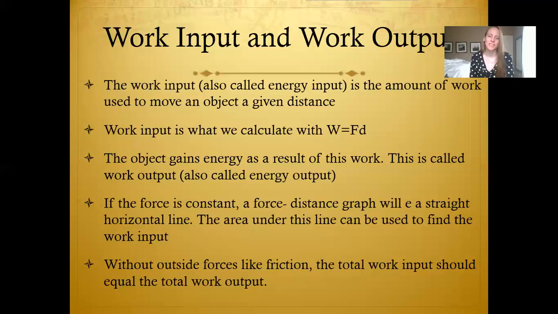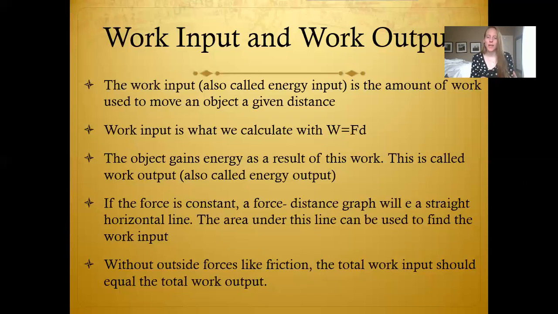If the force is constant, then if you graph force versus distance, it will be a straight horizontal line. And if you calculate the area of the shape under that line, you can also calculate the work input. That's not going to be something I'm going to ask you to do on a test, though.